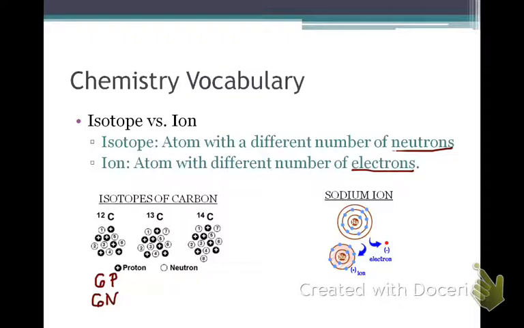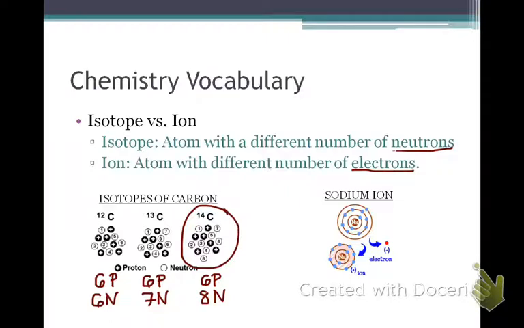That's where the 12 comes from. This is the most common form of carbon. But we also have carbon 13, which is when we have 6 protons and 7 neutrons. And then finally we have carbon 14, which is 6 protons and 8 neutrons. Carbon 14 you'll hear about again when we do radioactive dating.